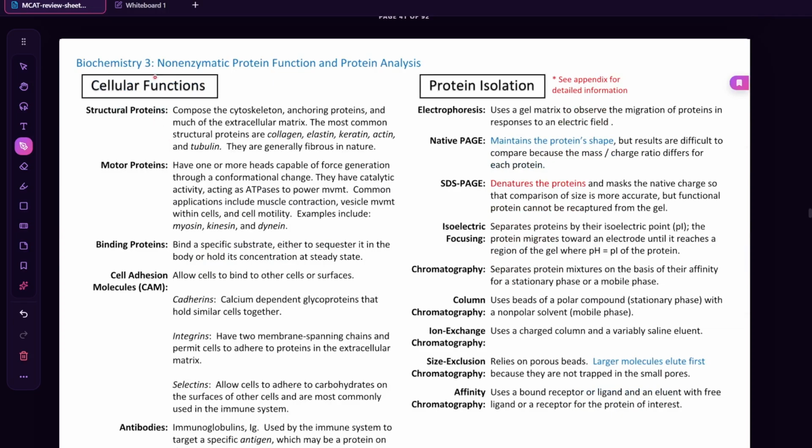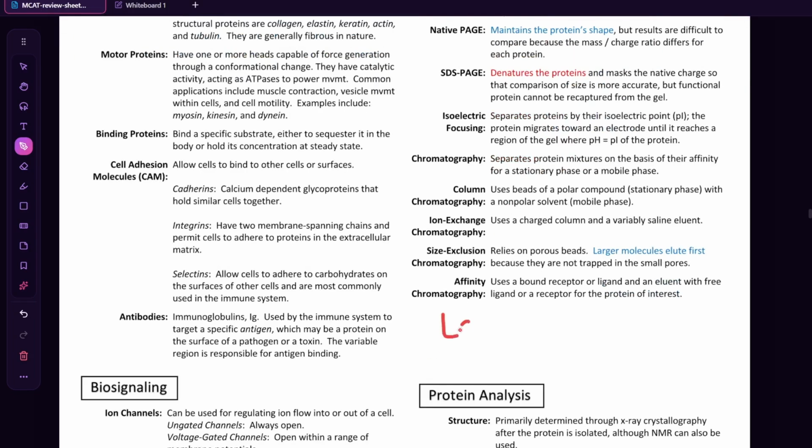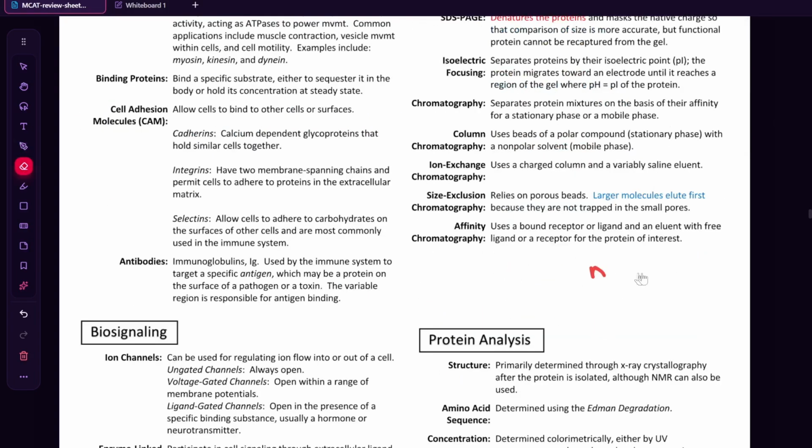Now we can get into non-enzymatic protein function and protein analysis. So in protein isolation, there's more detailed information in the appendix about lab techniques. Lab techniques are really important to learn. Don't ignore your lab techniques. Let's see if we have enough time to go over those as well. We should be able to go over everything pretty in detail.